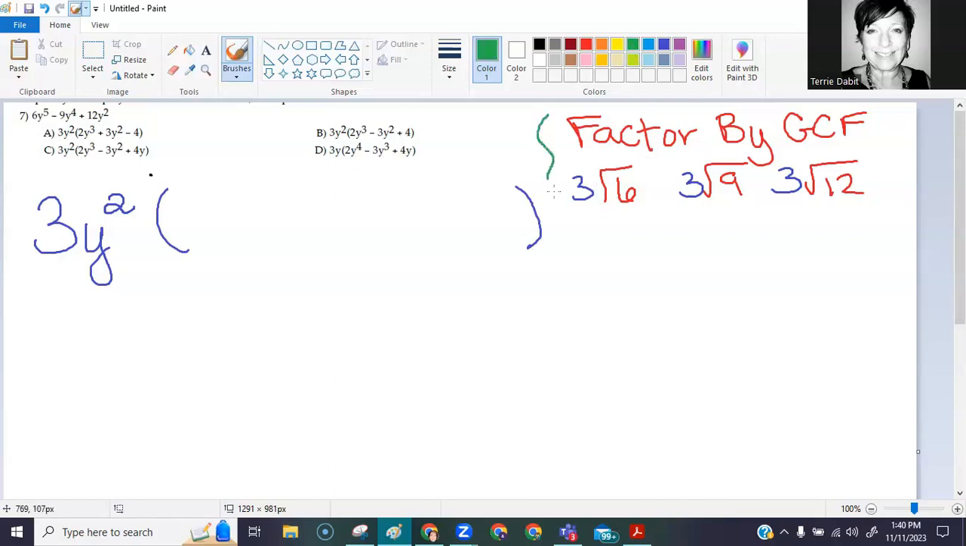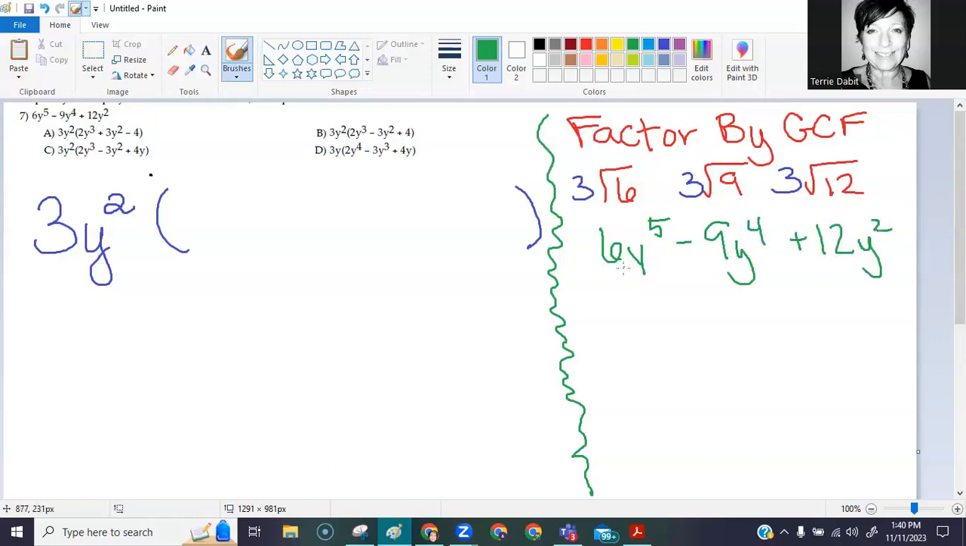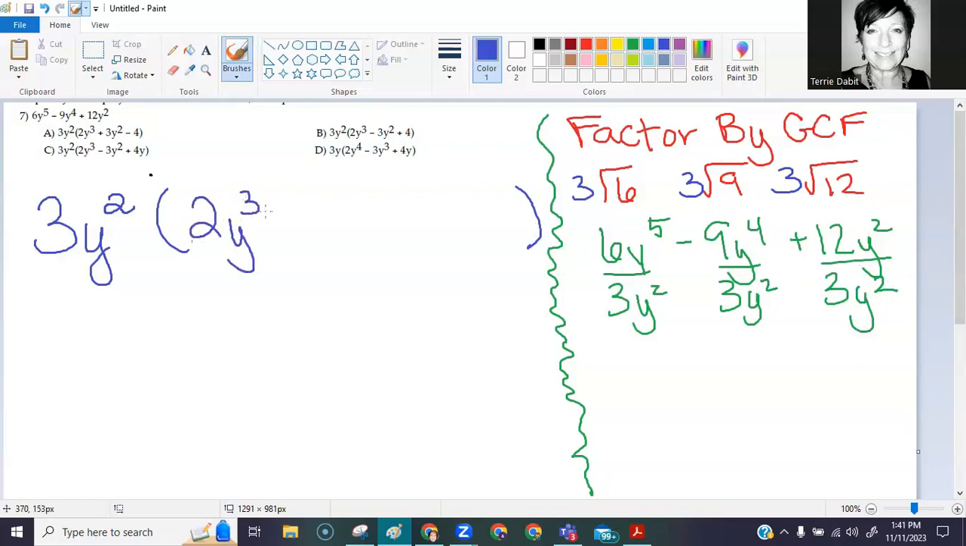I'll come over here to the side and show you what I mean by that. What is left? We have 6y to the 5th minus 9y to the 4th plus 12y squared. And we are dividing every one of these by 3y squared, which was our GCF. So what I have left is going to be 2y to the 3rd minus 3y squared plus 4. Final answer.